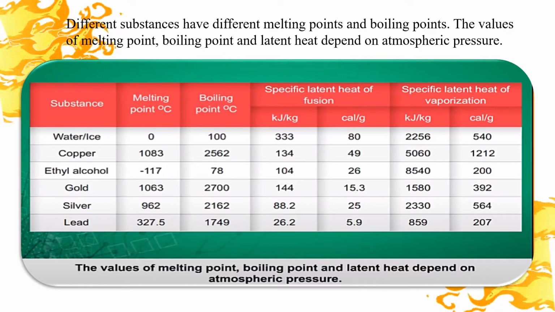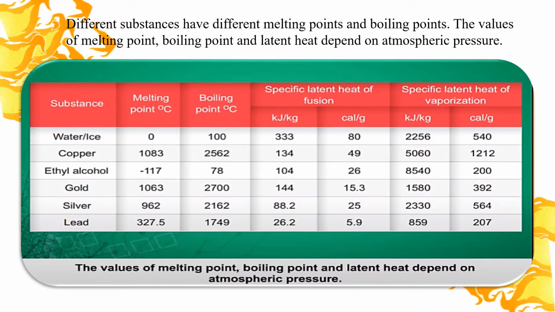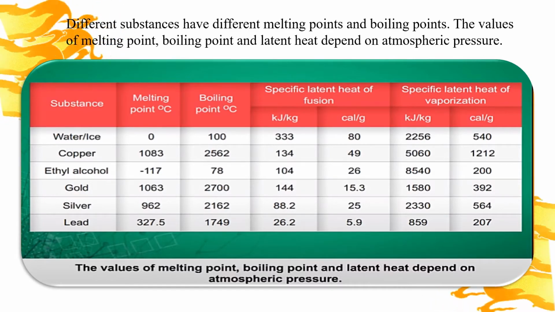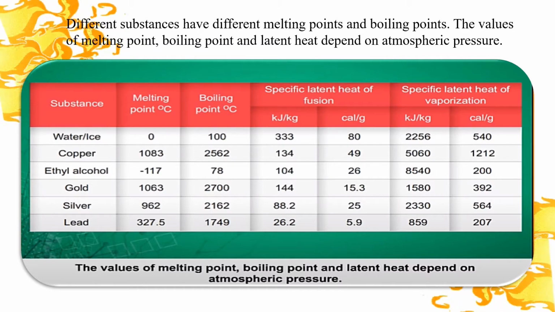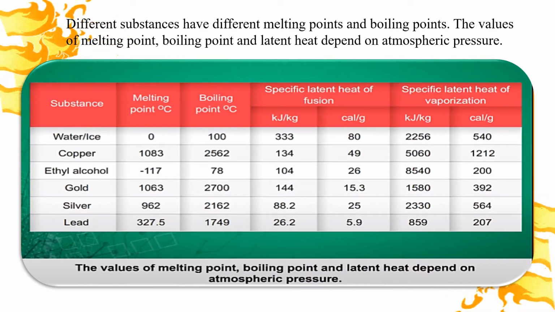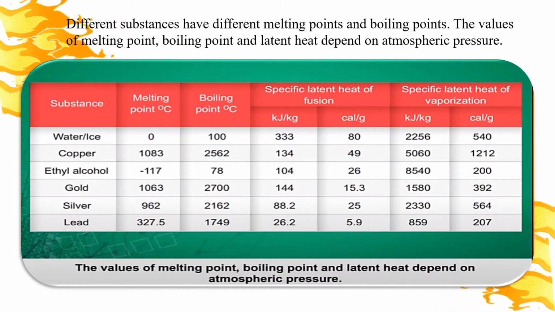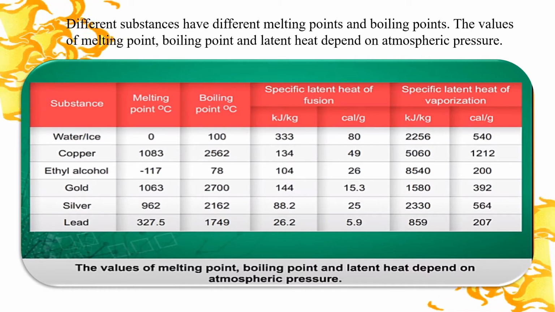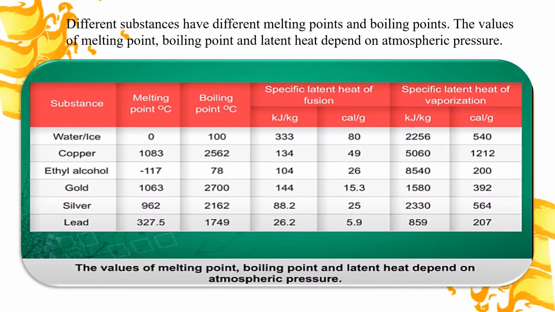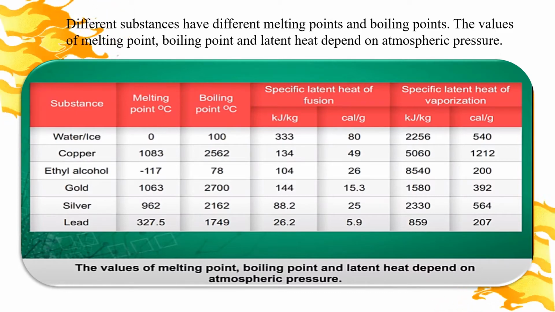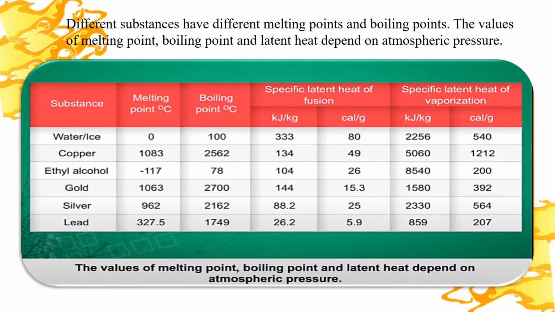So ice's melting point is 0, and the boiling point is 100 degrees centigrade. The latent heat of fusion is 333, then the latent heat of vaporization is 2256. So this way there is a list of substances given to you and everything is mentioned over here. Now this is important for you all to remember, and that is why it is there in your textbook. So try to learn most of the values given to you in the textbook.